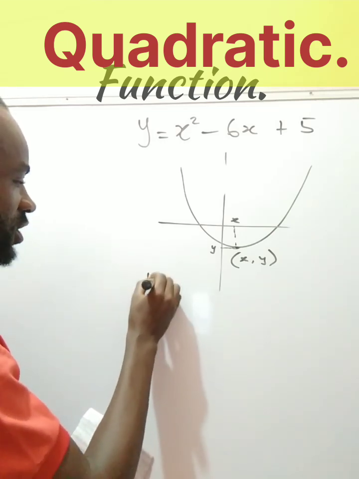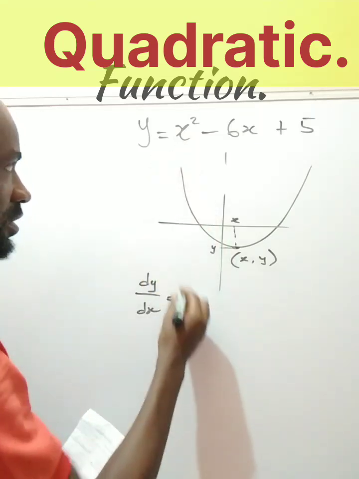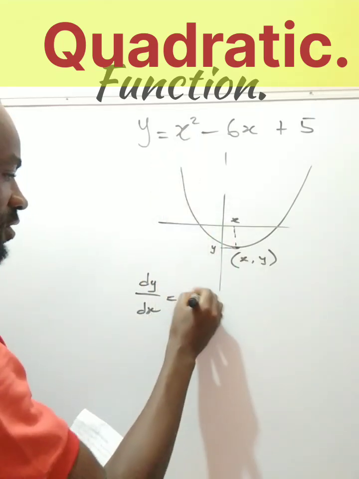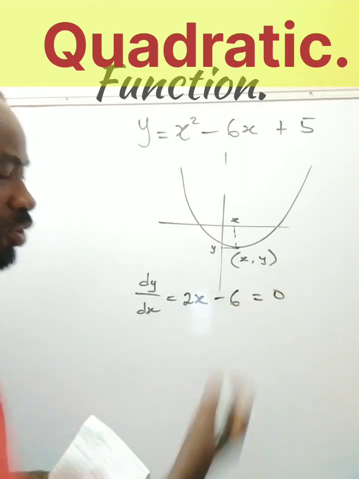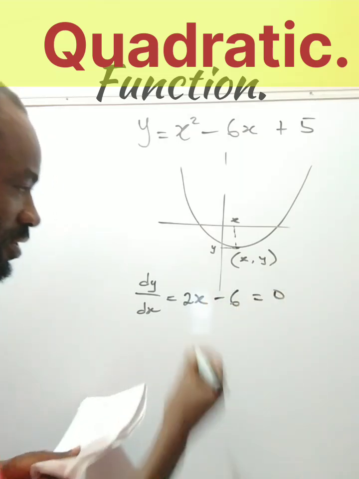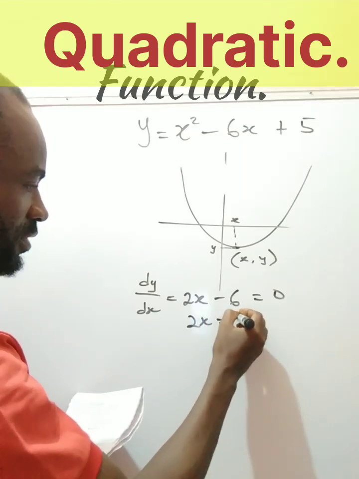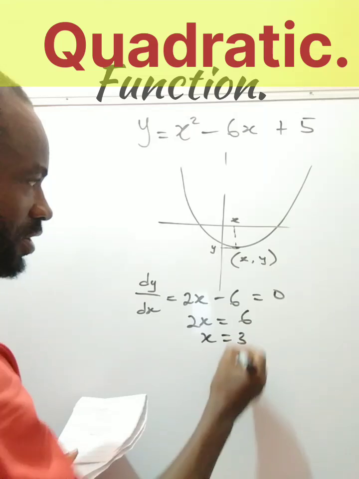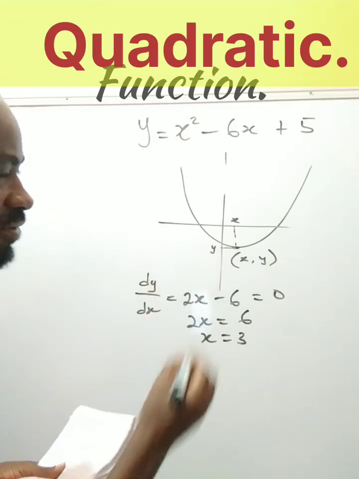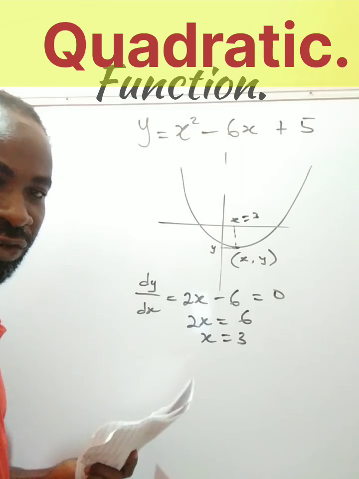So when you differentiate this function with respect to x, x squared gives us 2x, differentiating the next term gives us minus 6, and we equate it to 0. That's our turning point. So let's make x the subject of the formula. 2x equals 6, therefore x is equal to 3. So we have gotten our value for x as 3, so what remains is the solution for y.